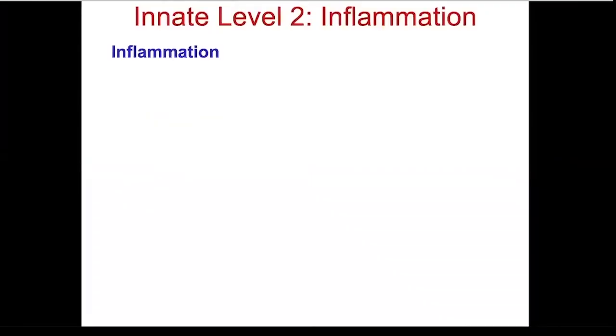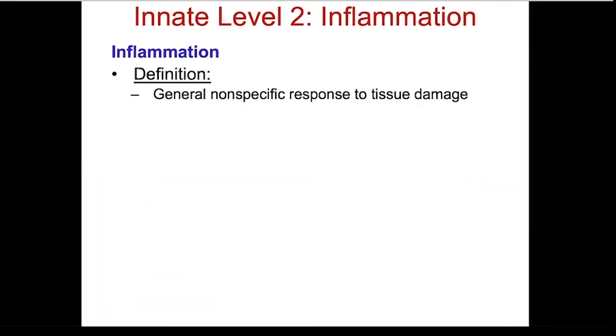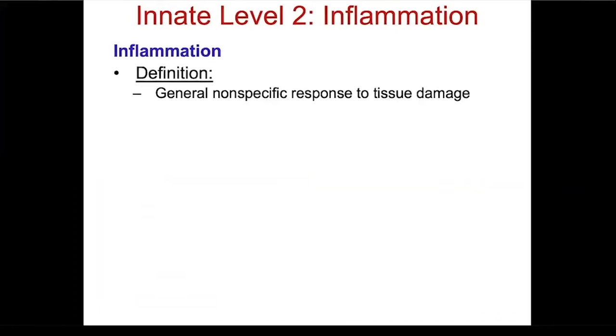Let's begin by defining inflammation. It is your body's response to tissue damage. It is part of the innate immune response, your second level of defense or second line of defense. This response can be due to a variety of different sources of damage. It could be heat, chemical, cold, trauma, or a pathogen.